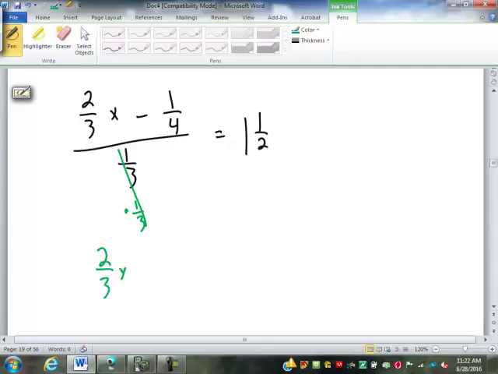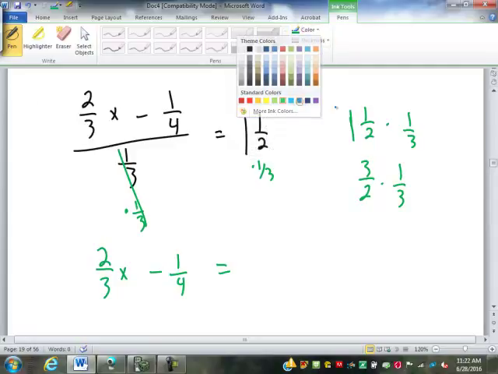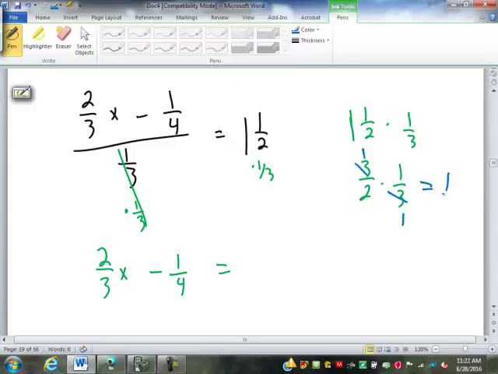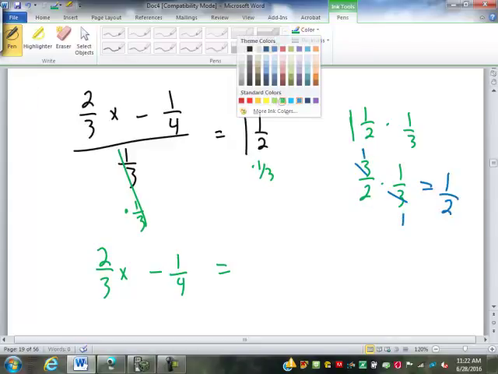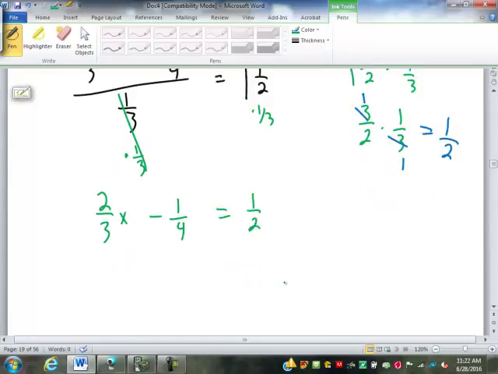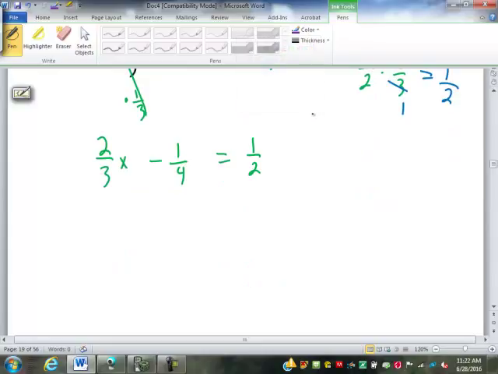So that leaves us with 2/3 x minus 1/4. Over here we have 1.5 times 1/3. Change the 1.5 to an improper fraction, so it's 3 over 2 times 1 over 3. And conveniently, the 3's cross cancel to give us 1's, so we get 1/2. And then we add 1/4. Very good. So that's gone, giving us just 2/3 x.